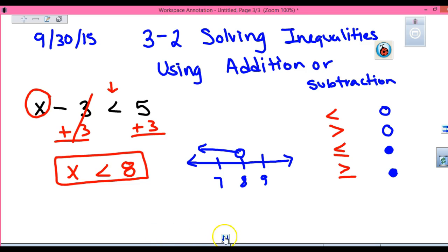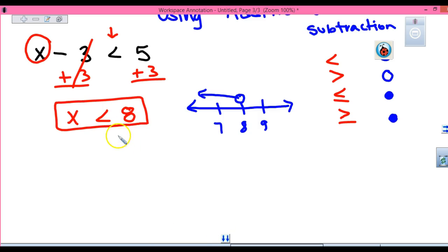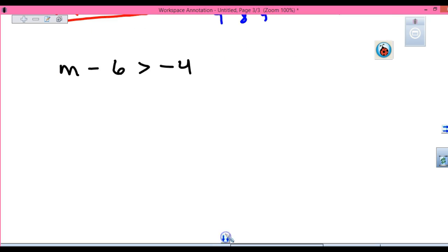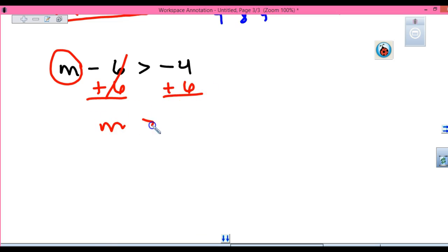Let's try another one. Let's say we have to solve m minus 6 is greater than negative 4. So what are we solving for? M. What's the inverse operation of minus 6? Plus 6. What you do to one side, you do to the other. M is greater than 2.